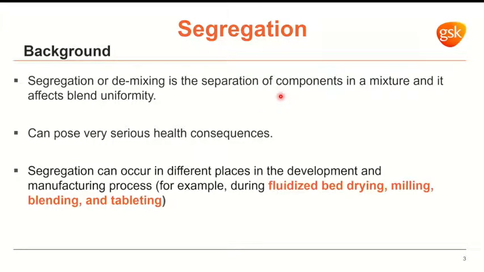Segregation in a pharmaceutical setting can occur in different places. It can occur during fluidized bed drying, during milling, blending, or even during tableting. So imagine if you're trying to make different tablets from a big blend. You want all the small tablets to have a uniform concentration or uniform components of the mixtures so that it reflects what was in the big blend.